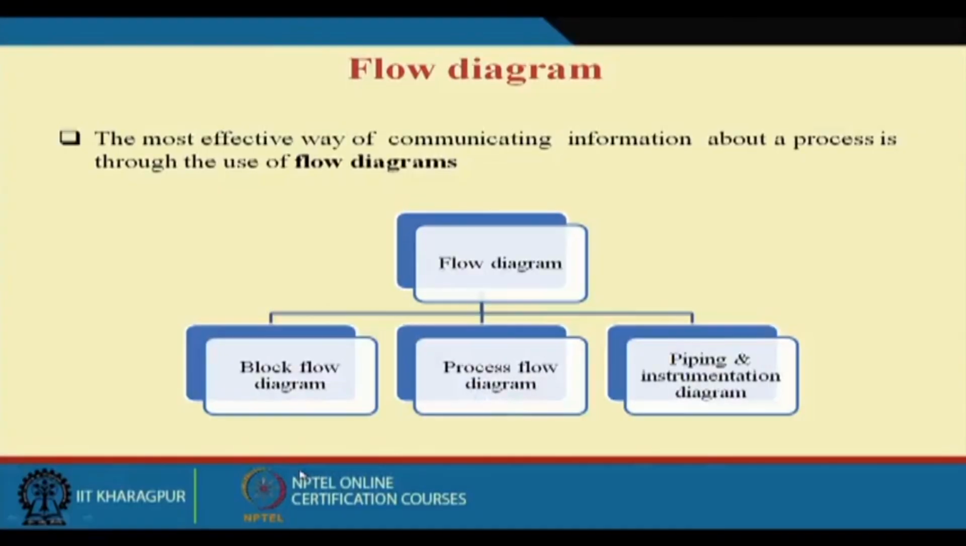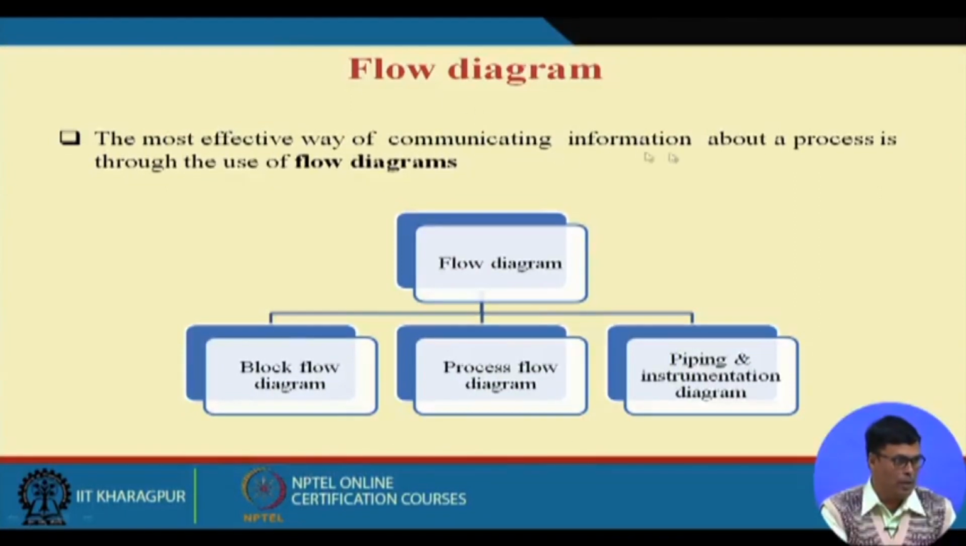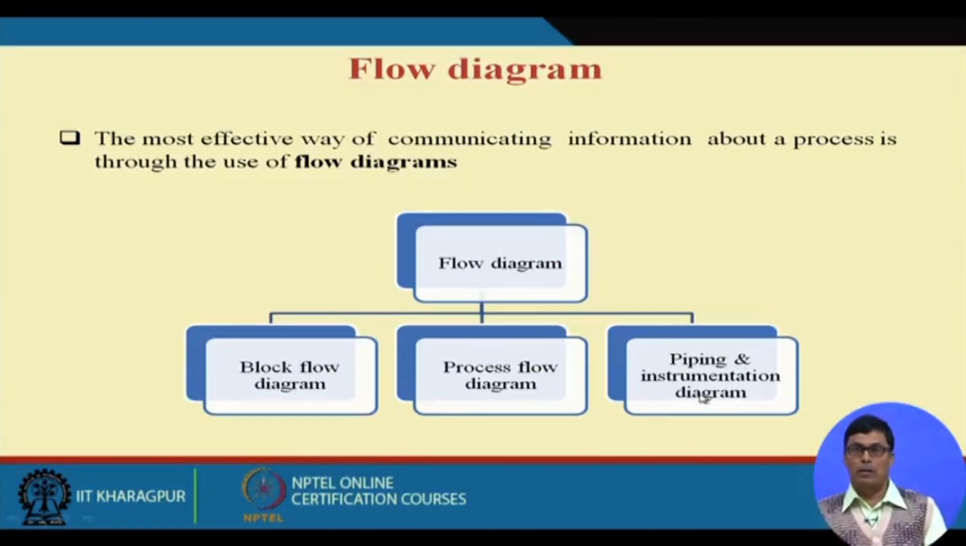Welcome back to my course. This is Industrial Biotechnology. If you look at this flow diagram, the most effective way of communicating the information about a process is through the use of flow diagram. Flow diagram may be a block flow diagram, process flow diagram, piping and instrumentation diagram. Let me explain what is the purpose of the flow diagram.